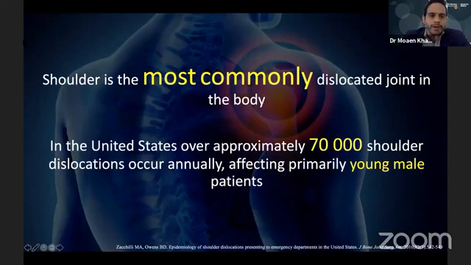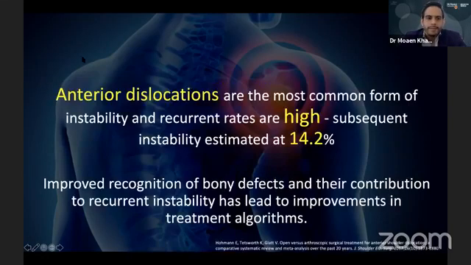So why is this an important topic? Well, we all know that the shoulder is the most commonly dislocated joint in the body. In the United States, there are over 70,000 shoulder dislocations every year, and these primarily affect young male patients. Anterior shoulder dislocations are the most common form of shoulder instability, and recurrence rates are very high. You'll read different numbers, but most studies suggest a subsequent instability rate of around 14 to 15%. And improved recognition of bony defects and their contributions to recurrent instability has led to an improvement in our treatment algorithms and how we manage these patients.